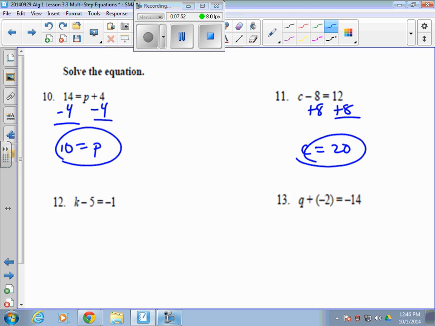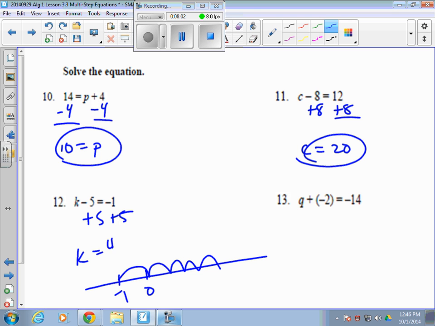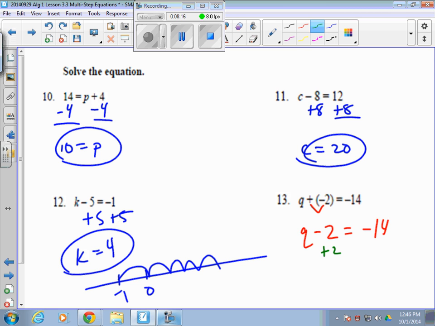Get rid of minus 5 by adding 5 on both sides. K is, if you need a number line to see this one, do it this way. If you start at negative 1 and you add 5, 1, 2, 3, 4, 5, you know that K value is 4. And then Q plus a negative 2, anytime you have plus a negative, that's the same thing as Q minus 2. Undo minus 2 by adding 2 to both sides. Q is equal to negative 12.